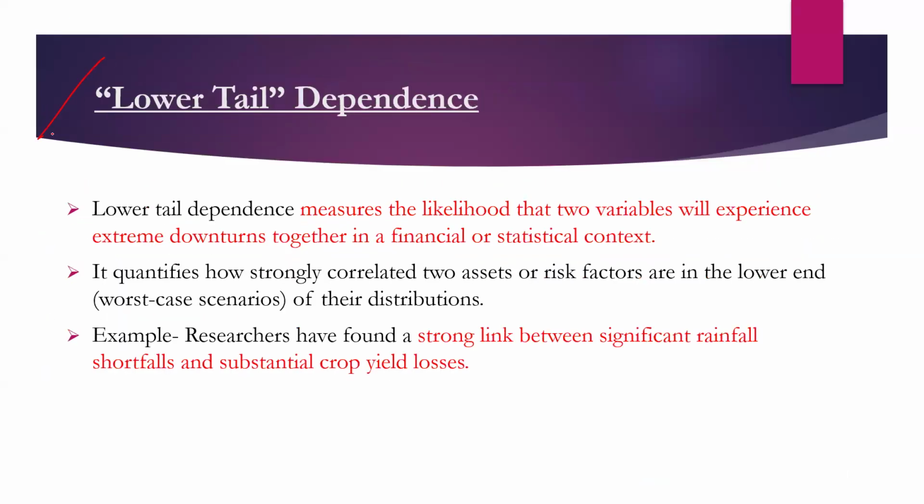The next one is lower tail dependence. Now, in what context is it used? When we talk about lower tail dependence, it basically means there are two parameters which behave in the same manner in a certain setting. It means the likelihood that two variables will experience extreme downturns together. So if one is going down, the other will also go down, in a financial or statistical context. In agriculture, it has been observed by researchers that rainfall and crop yield are mutually related. That means when there is a shortfall in rainfall, definitely there is a loss in crop yield also. That correlation is known as lower tail dependence.